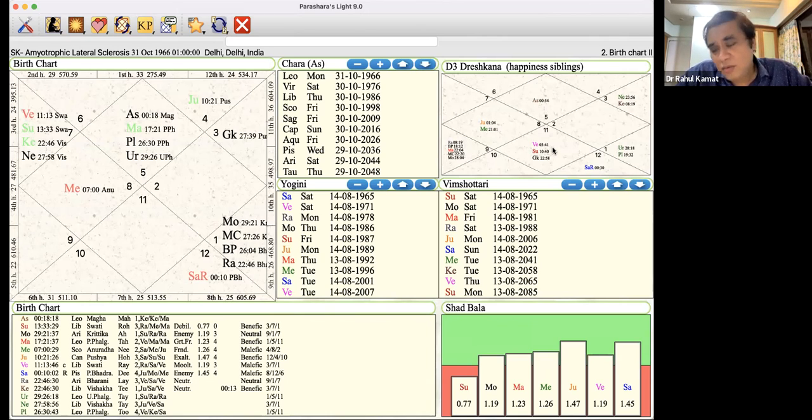Okay, surprise, surprise, or shock, shock. Gulika is spoiling the party here as well, because Gulika with Venus and Sun in Aquarius Dreshkan would mean what? Because Gulika is Shani Putra, it is more vicious than Saturn. Saturn and Sun are not at all friendly.